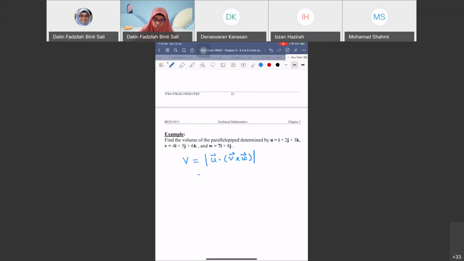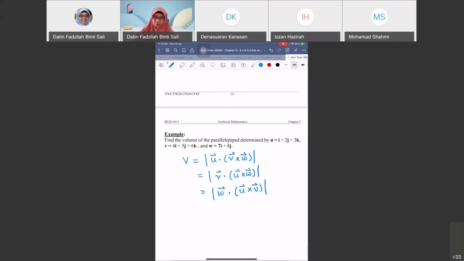But if we want to say that this is V dot U cross W, also can. Or you want to say this is W dot U cross V, also can. So it doesn't matter which one is which, because these three vectors are what they call non-coplanar. They are not in the same direction in space. Okay, so it doesn't matter which one is which.